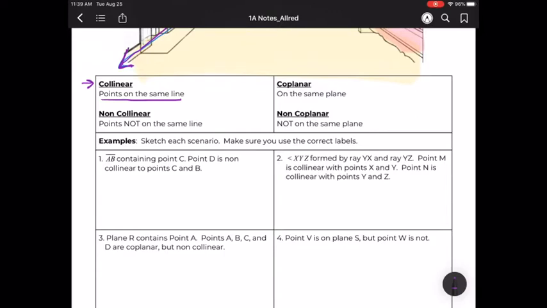Okay, because it always takes at least 2 points to make a line, we never want to really say that 2 points are collinear. It needs to be at least 3 to consider collinear or non-collinear. So if you have 3 points that don't line up in a single straight line, those would be non-collinear. All right, and we'll do some examples in a minute.